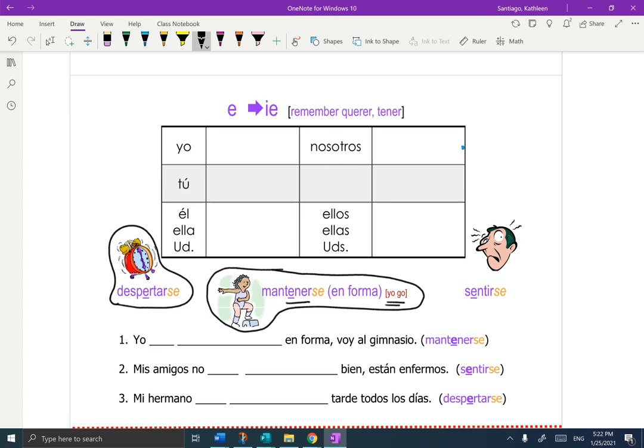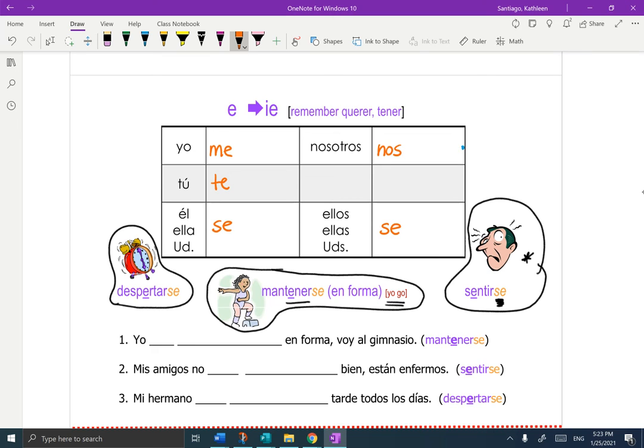It is a yo-go verb in the yo form. It is not going to take the stem change. And sentirse. We're going to focus in on sentirse because we're going to be looking at emotions and feelings. So before we chart it, it is a reflexive verb. So I'm going to go ahead and put in my reflexive pronouns right away. So I know that it's me, te, se, nos, se.